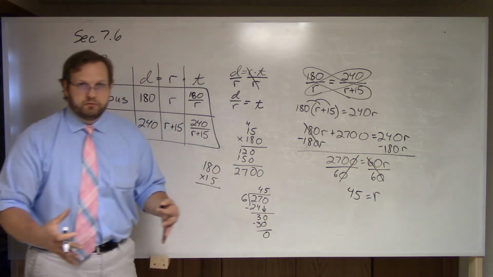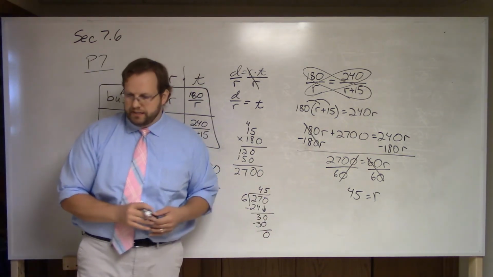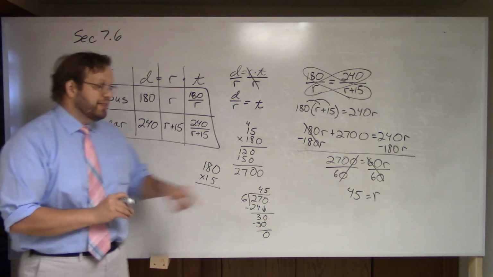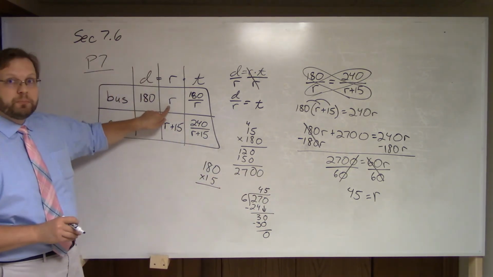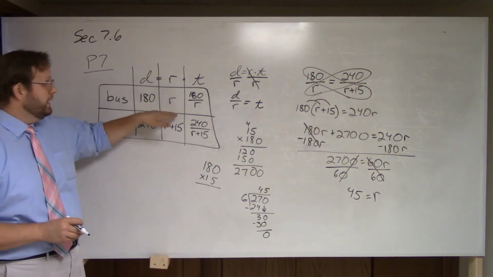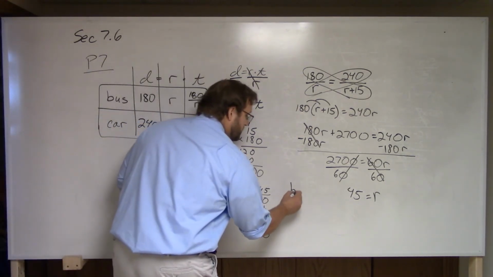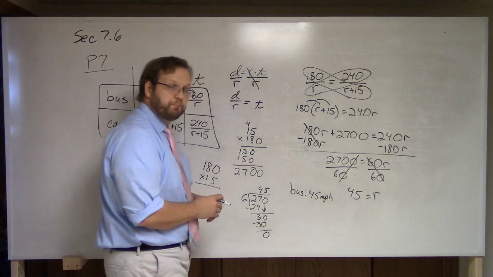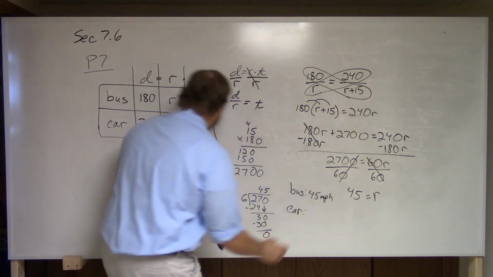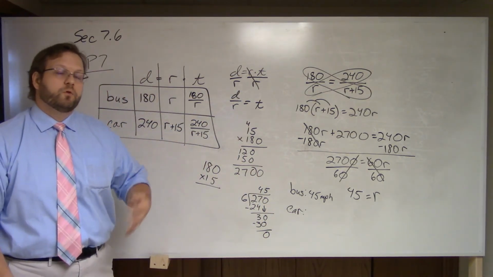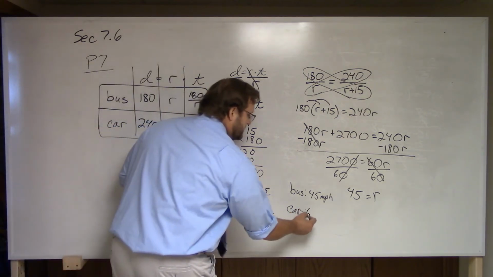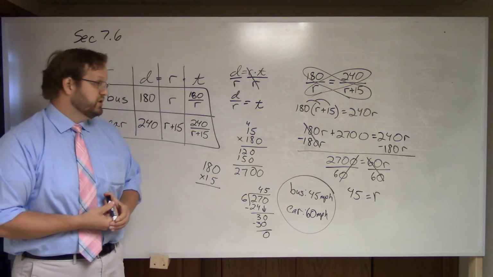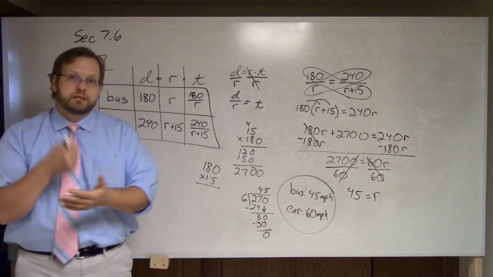So I solved it. That's good, but I need to interpret that solution I got. So what they said was find the speed of the car and the speed of the bus. That r was found in the bus's row. So that tells me that the bus is going 45 miles per hour. The car is going 15 more than that. 45 plus 15 is 60 miles per hour. Make sure you specify which is which. Don't just say 45 and 60. 45 for the bus, 60 for the car.